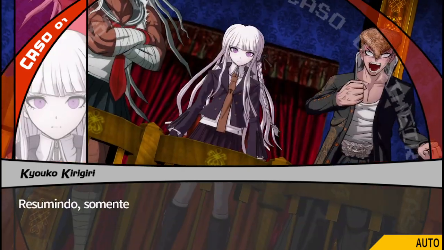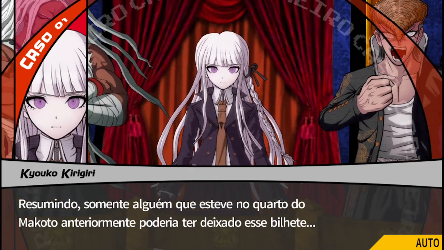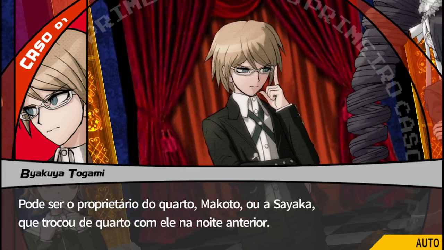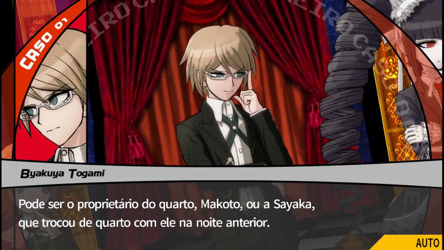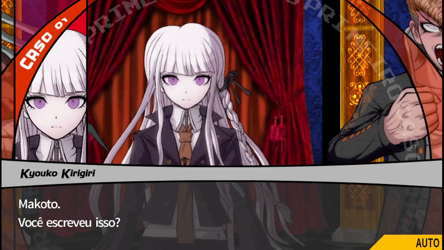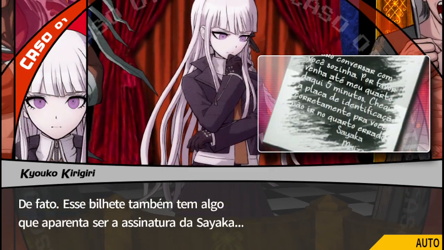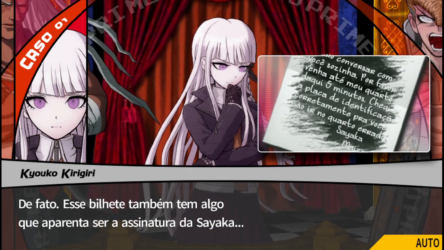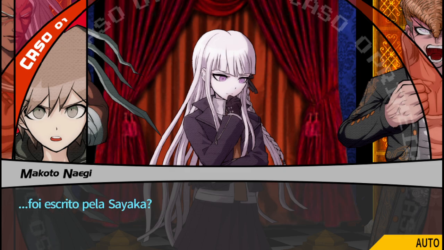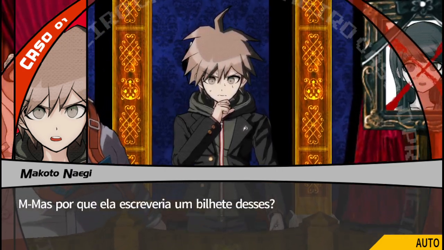Huh? Which means only someone who had been in Makoto's room before the incident could have written it. Then either it was Makoto who lived there, or Sayaka who switched rooms for a single night. So, Makoto, did you write this? No, I didn't. But of course you didn't, because the note also bears a perfectly legible signature. Sayaka's signature. But why? Why would she write that?